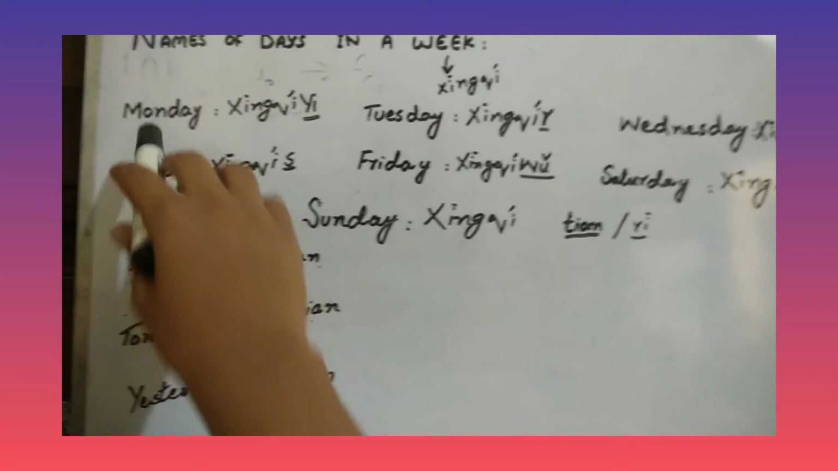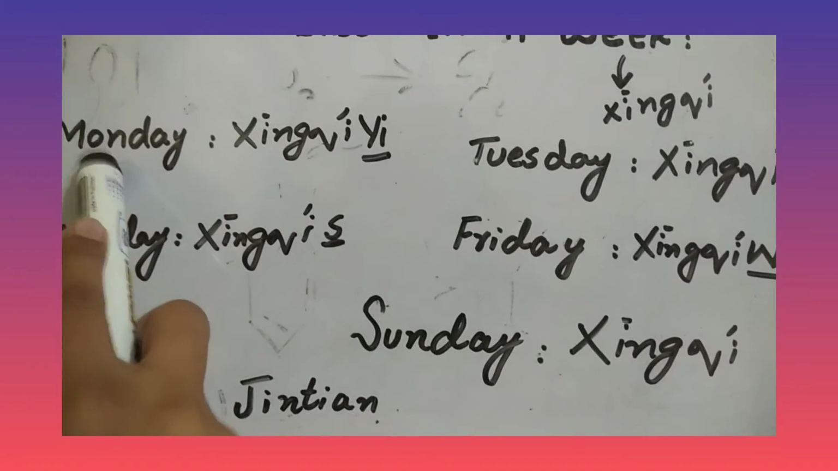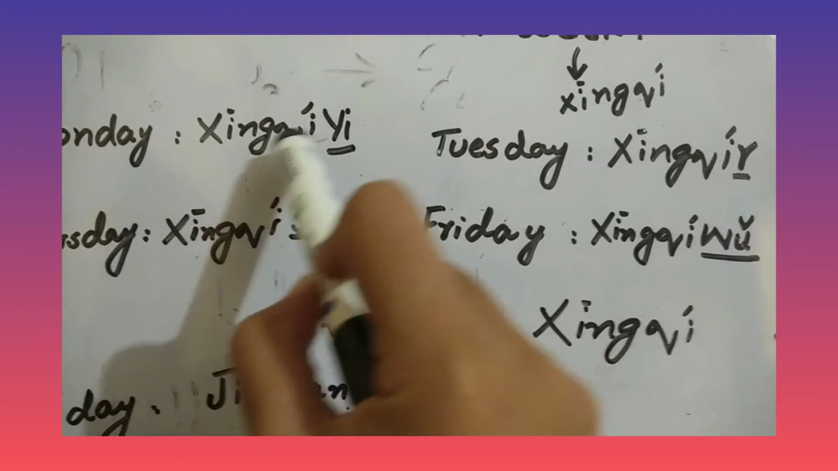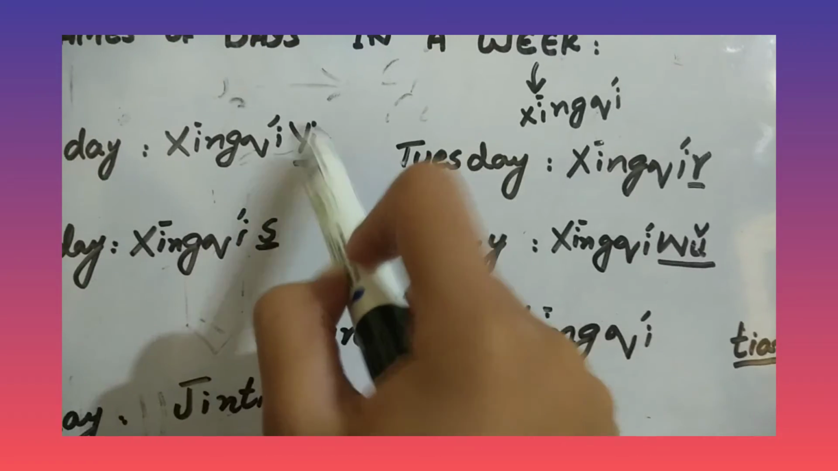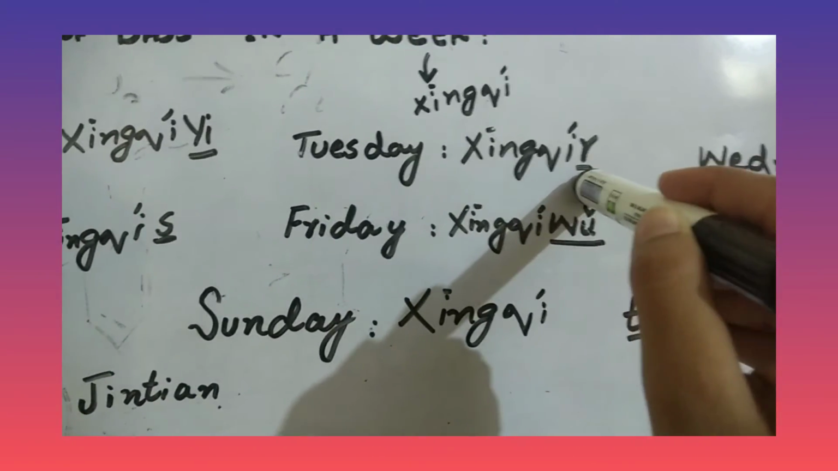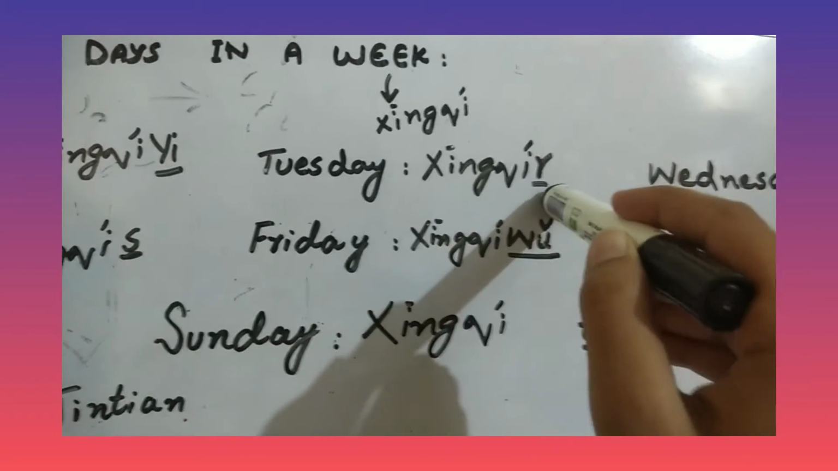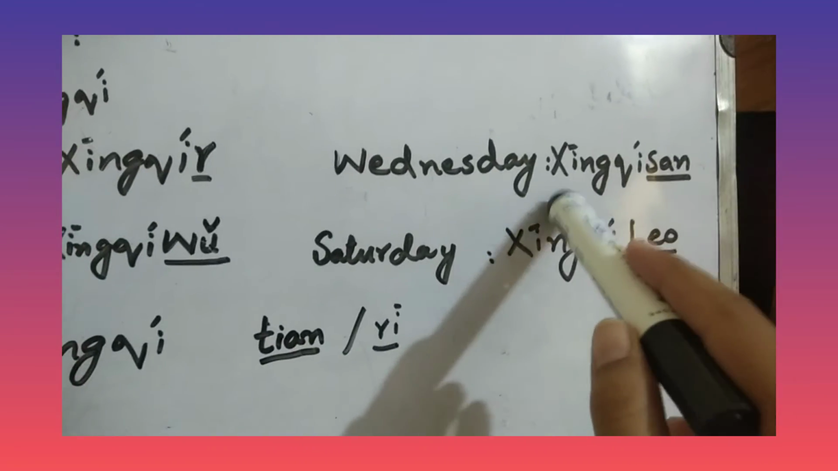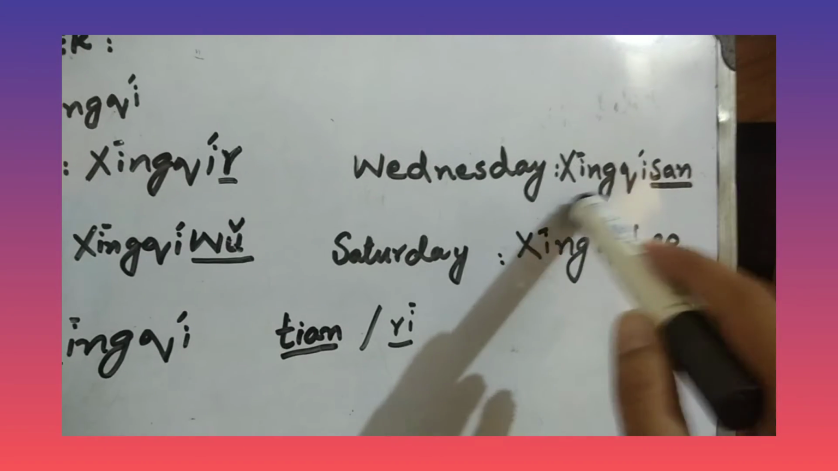Monday is the first day of the week. Monday will be xing shi yi. Like this, Tuesday will be xing shi r. Then the word Wednesday will be xing shi san.